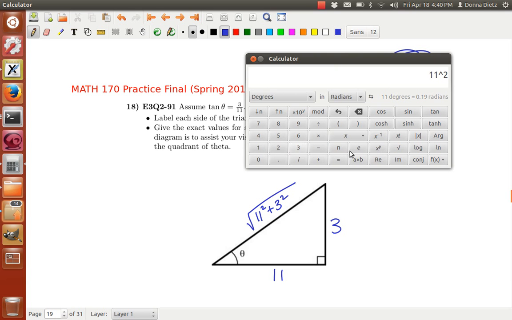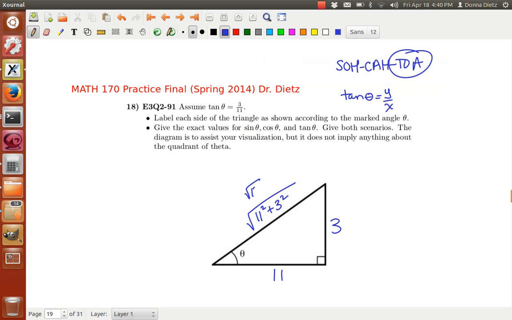11 to the power of 2 plus 9, right, gives us 130. So square root of 130. So sine, cosine, and tangent we already have. And sine is y over r. Cosine is x over r. Let's not be so sloppy. Come on. We can do this better. There we go. And tangent, as we know, is 3 over 11. Okay, that is the first scenario.